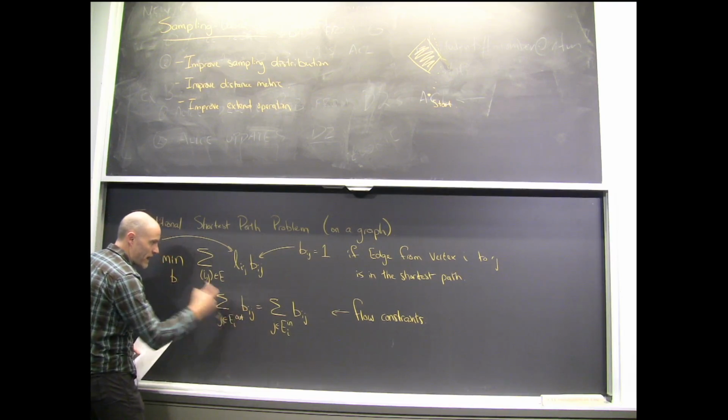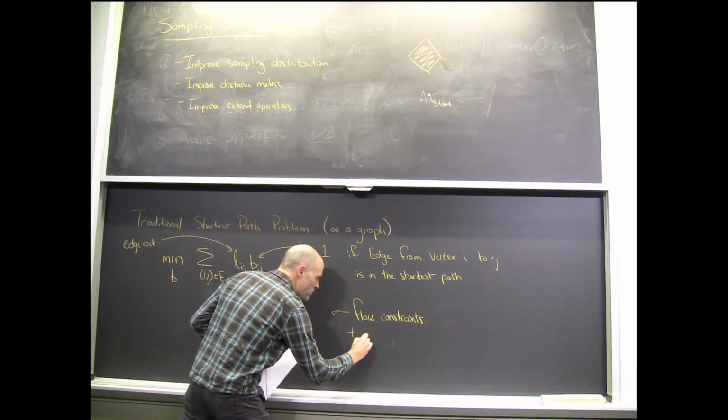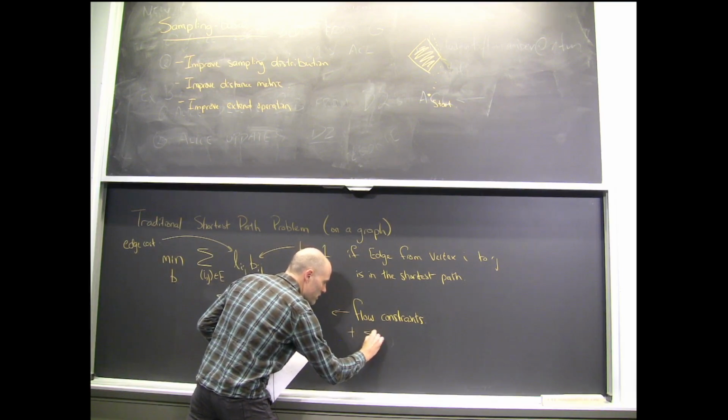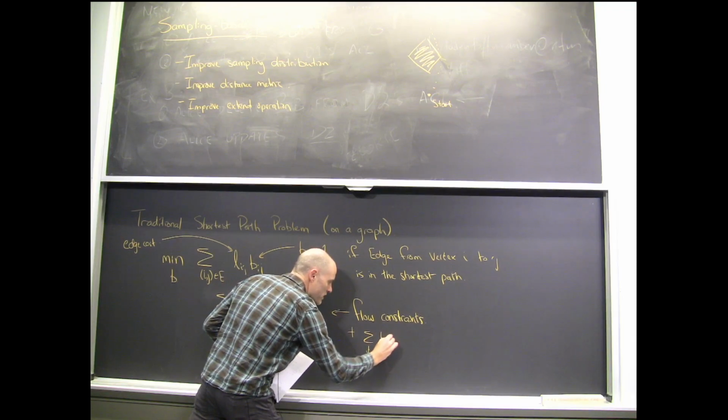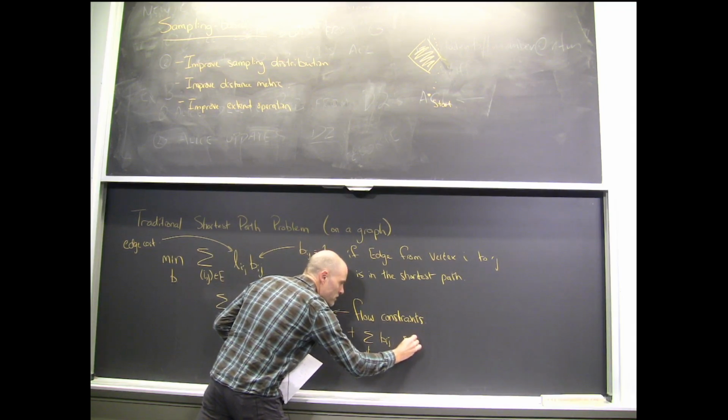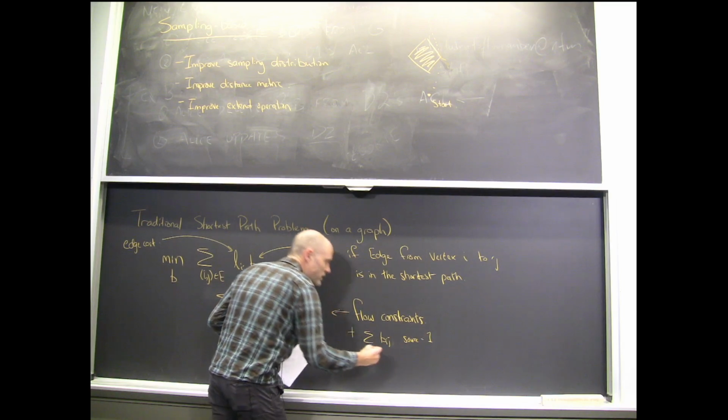Okay, if I add some of the Bij at the source equals 1, target equals 1.